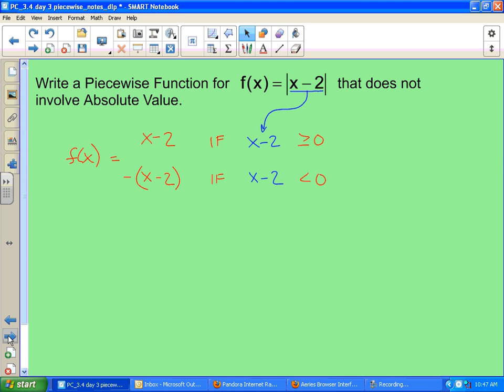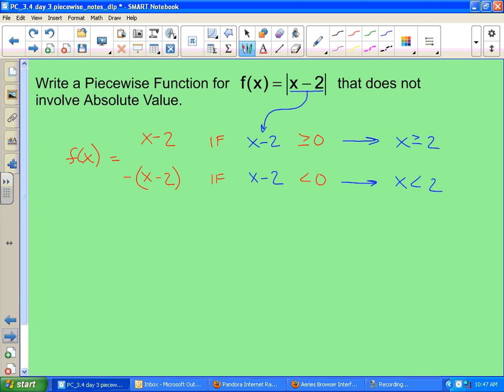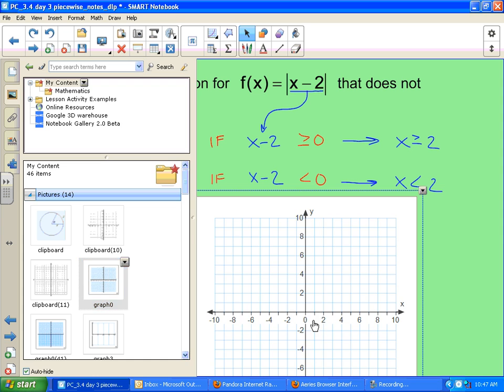That's my setup, whatever's underneath those guts. Let's see if this works. Let's see if we get two lines that intersect at some common point and create this V-looking shape. We have a little work to do on our if parts, because I can simplify x minus 2 greater than or equal to 0. How can I simplify it? X is greater than or equal to 2. And this one simplifies to what? X is less than 2. All right, so let's see what we get if we graph this piecewise function.